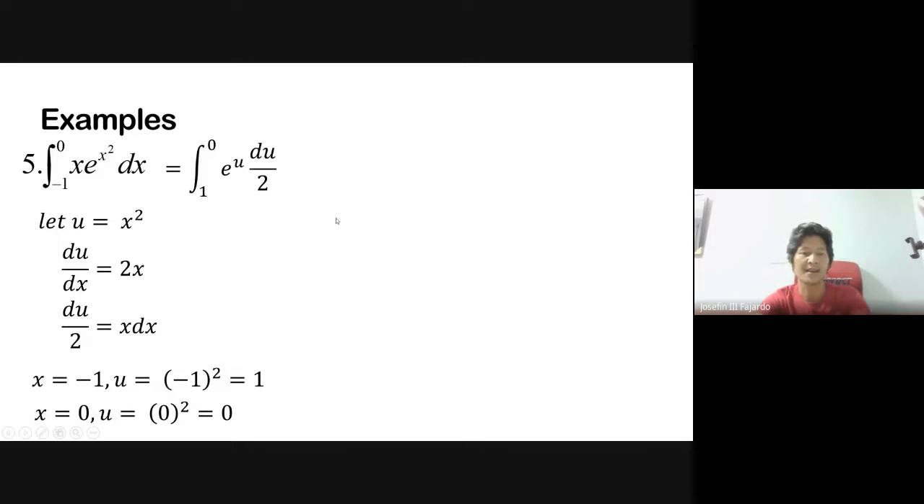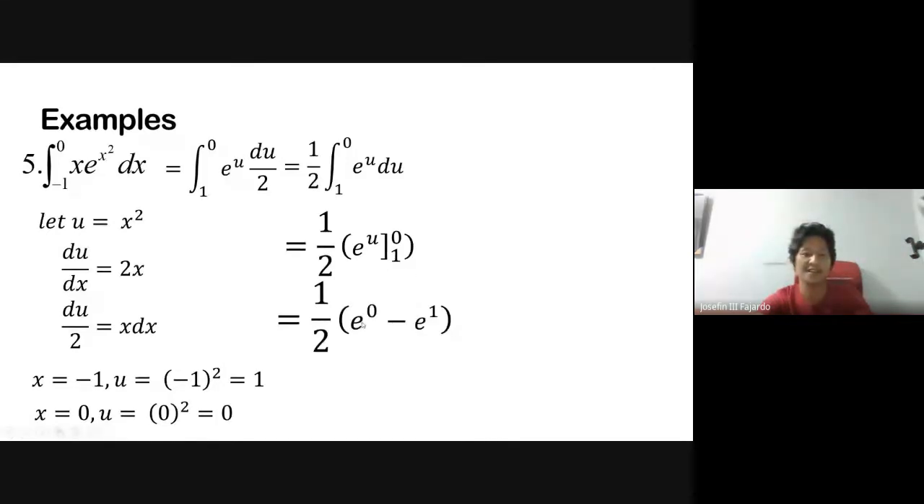Okay, so the same thing, we try to factor out the constant. Okay, and then we can now integrate this easily. The integral of e to the u du is just e to the u, right? Substituting u equals 0 and then u equals 1, so we have this. Okay, e to the 0 is just 1, and then e to the 1 is e, so that's it. Okay, or (1 minus e) over 2.